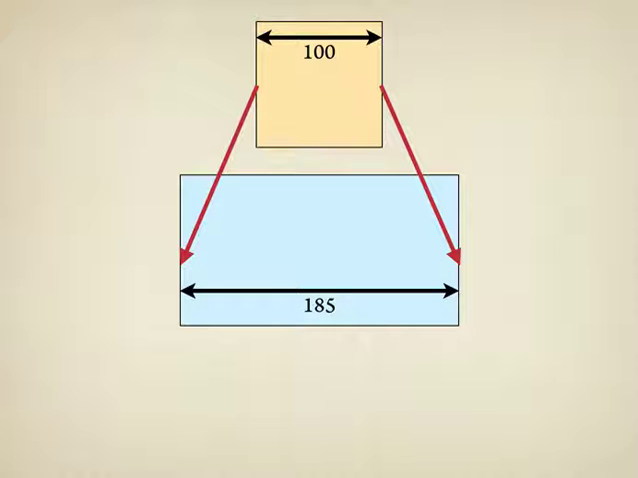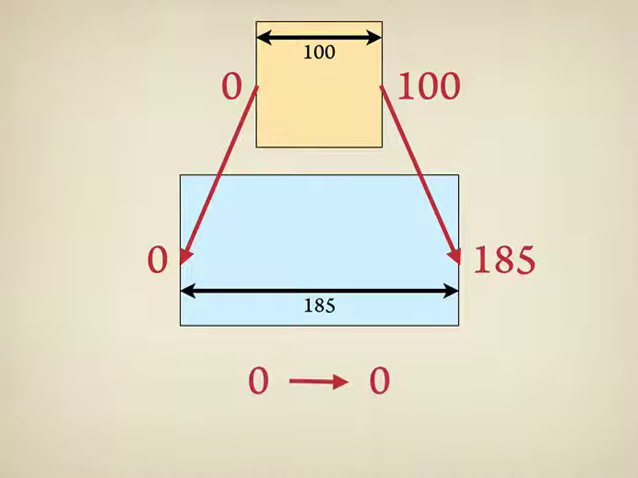So what are the relationships? Well, the left-hand side of the yellow box is 0, and the left-hand side of the blue box is 0. The right-hand side of the yellow box is 100, and the right-hand side of the blue box is 185. So here are the basic relationships. The left-hand side goes to the left-hand side, so 0 goes to 0, and the right-hand side goes to the right-hand side. So 100 goes to 185. If we can make that happen for our x values, everything works perfectly. The yellow box gets stretched. Remember from our earlier picture of the data tablet, I said sometimes we only want to use a piece of the input area.